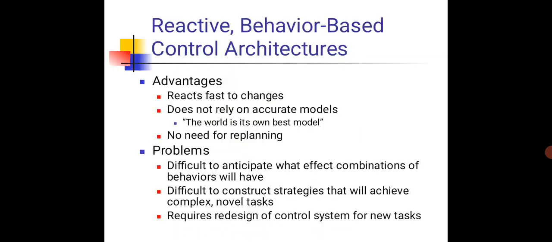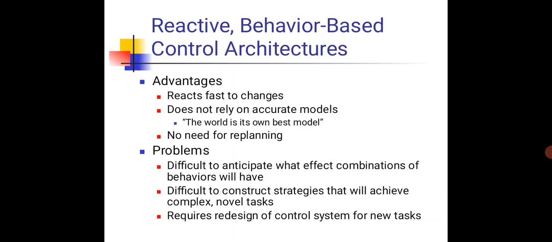This reactive behavior based control architecture has, of course, its own advantages and problems. The reactions are fast to changes, and it does not rely on accurate models. The world is its own best model, with no need for replanning. But the problems are that it is difficult to anticipate what effect combinations of behaviors will have, and it is difficult to construct strategies to achieve a complex or novel task, and it requires a redesign of the control system.